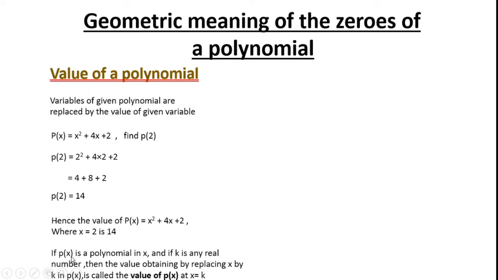In general, we can say that if p of x is a polynomial in x and if k is any real number, then the value obtained by replacing x by k in p of x is called the value of p of x at x equal to k. So, what is the value of a polynomial? We are just replacing the variable with a given value. That's it.